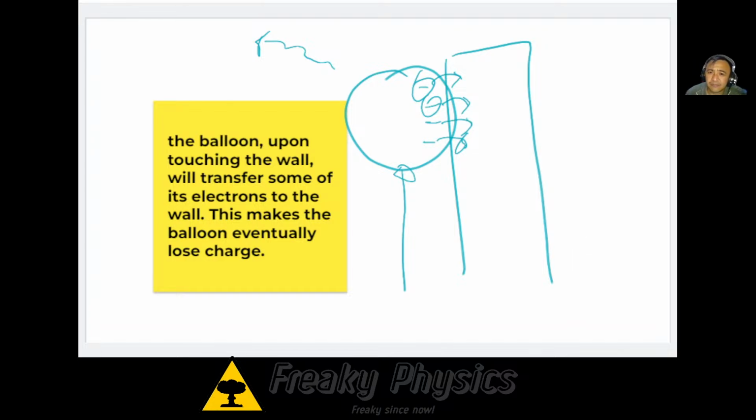So if it was positively charged, would the protons jump into the wall? No. It's always the electrons that jump. The protons, think about it this way. If the protons could jump, that means they left the nucleus, right? Oh, right. That makes sense. And if they left the nucleus, what's that basically? That's radioactivity, right?